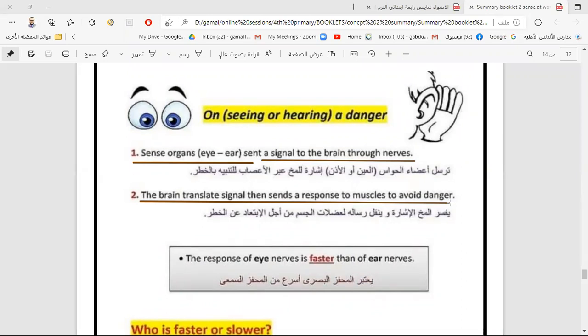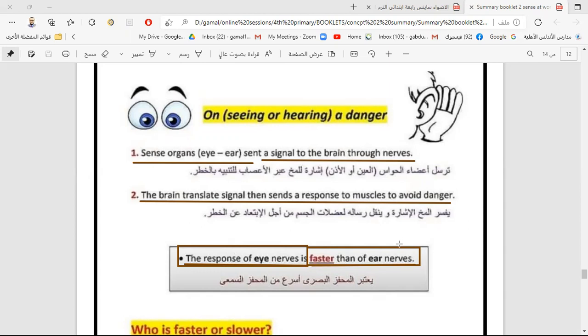So both messages are very fast, but the brain responds faster to the eye message than the ear message. So if you see something dangerous, you move away faster than if you hear something dangerous. Okay, so you respond faster to vision than to hearing. But the messages move at the same speed. They are both very fast messages.